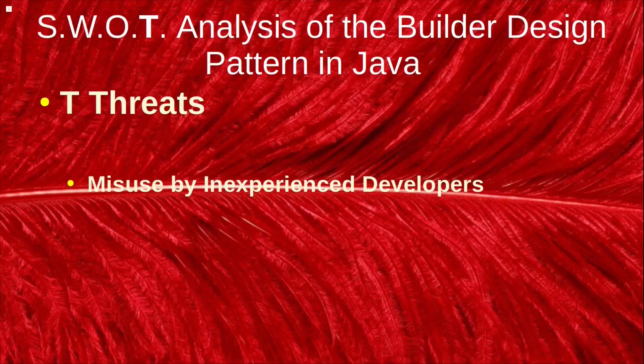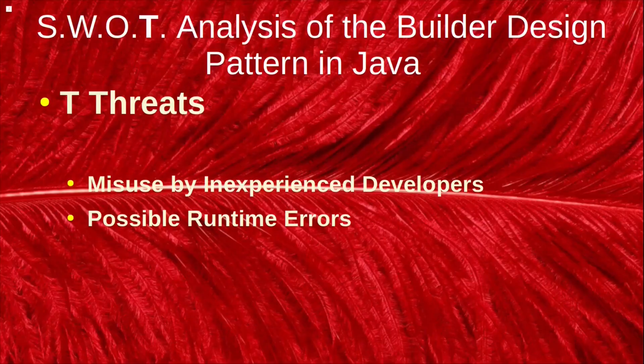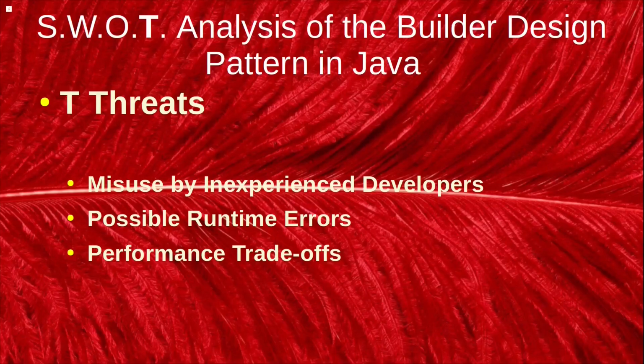T. Threats. Misused by inexperienced developers. Builders used inconsistently or incorrectly can lead to unclear or buggy code. Possible runtime errors. If validation isn't handled well in the builder, it might create incomplete or invalid objects. Performance trade-offs. Can add slight overhead compared to direct instantiation in performance-critical sections.